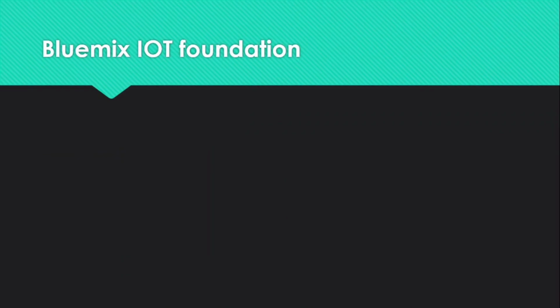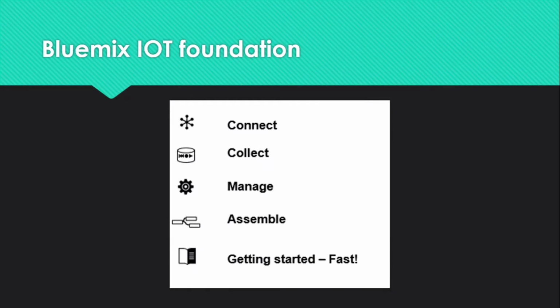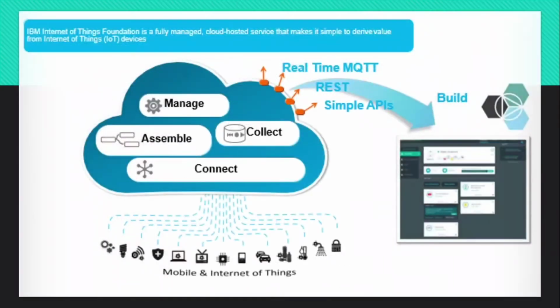So how is IoT used in Bluemix? These are the five major things to be considered for IoT in Bluemix, which are connect, collect, manage, assemble, and getting started. So we can see manage, assemble, collect, connect are integrated in the cloud with the use of mobile technologies and IoT devices. These are combined with real-time MQTT, REST, and simple APIs and built to display the features.